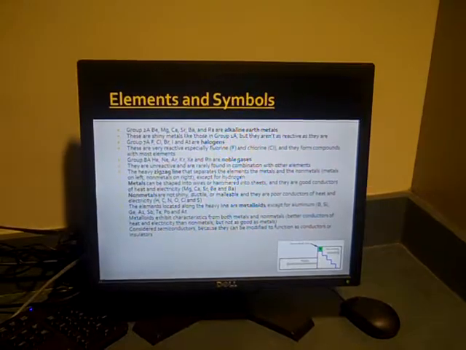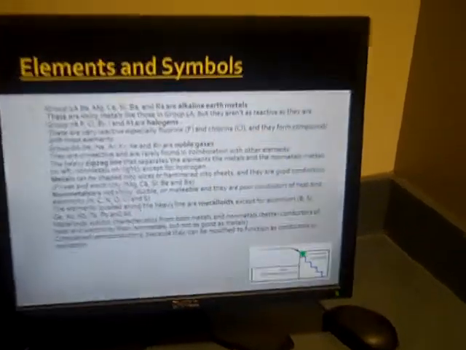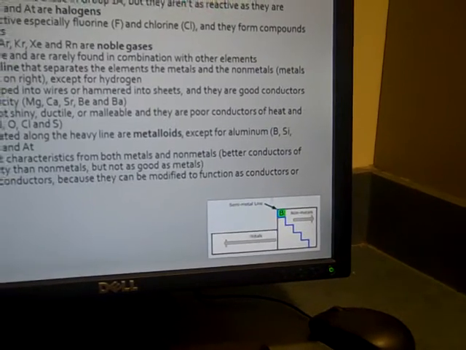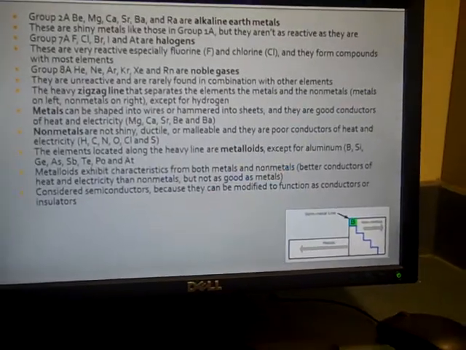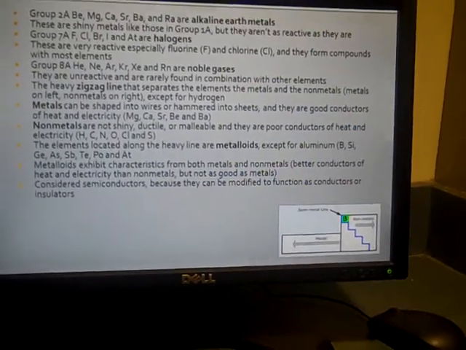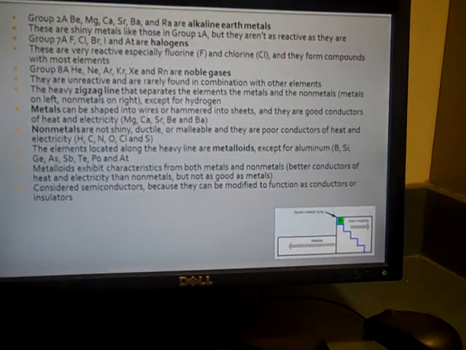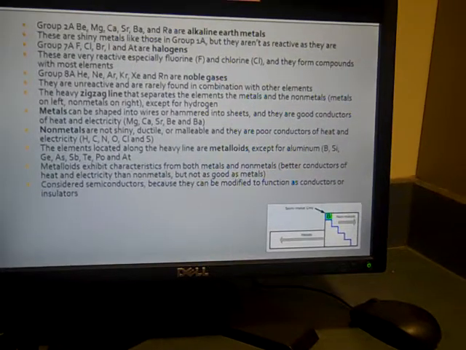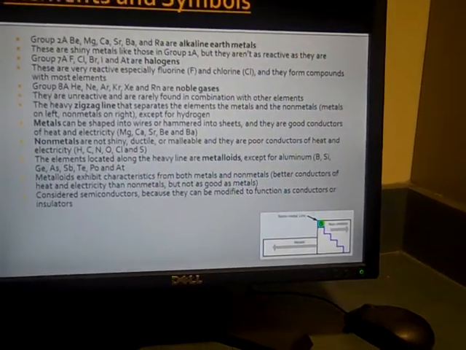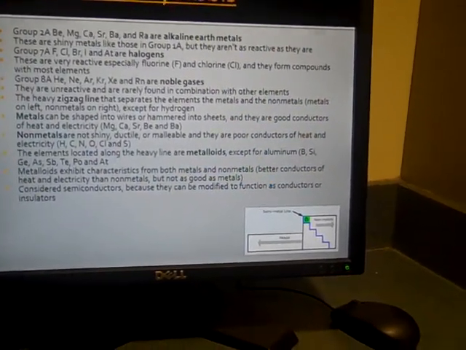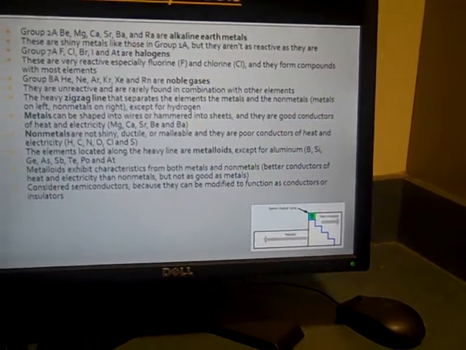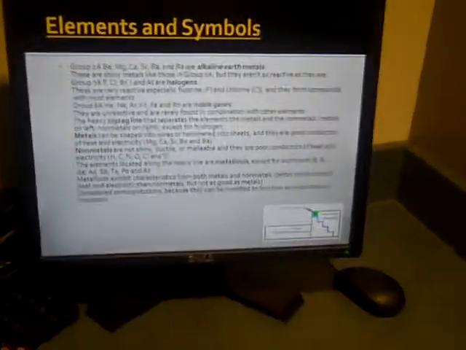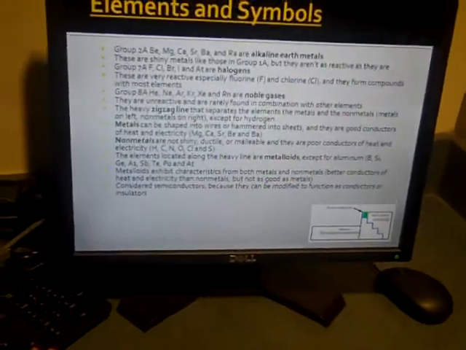The heavy zigzag line separates the metals and the nonmetals. So the metals are on the left and the nonmetals are on the right, except for hydrogen. Metals can be shaped into wires or hammered into sheets, and they are good conductors of electricity and heat. Some are Mg, Ca, Sr, Be, and Ba. Nonmetals are not shiny, ductile, or malleable, and they are poor conductors of heat and electricity. They are H, C, N, O, Cl, and S.